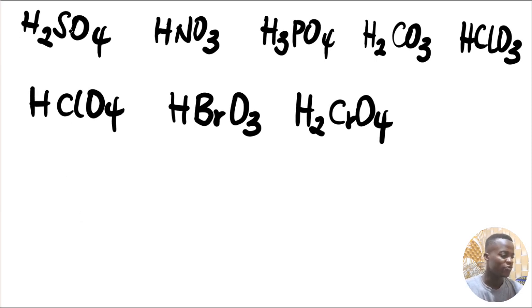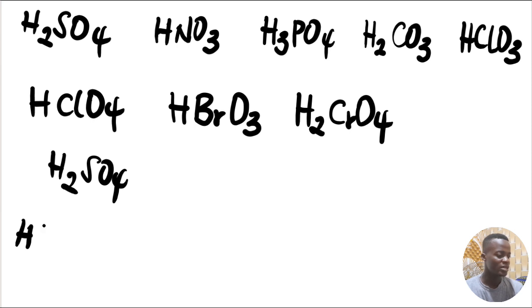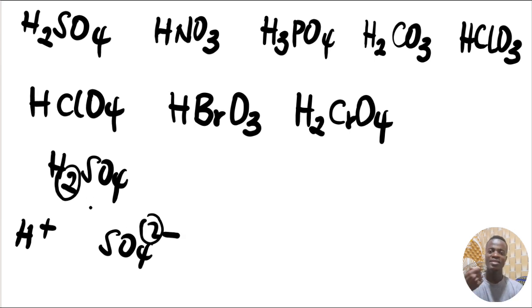For example, our first one is going to be H2SO4. So this one contains hydrogen plus, and then SO4 2 minus. This 2 is coming from this side. The frequency of the hydrogen in the species is usually the charge on the anion. Here the frequency is 2, so the anion will be SO4 2 minus. That's what we have as the anion.